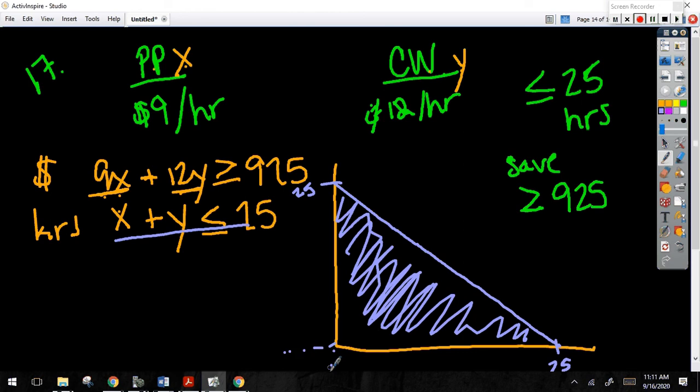Oh, this is not working. Why is this not working? x plus y is less than or equal to 25. Is there no way he can make that much? Sure there is.